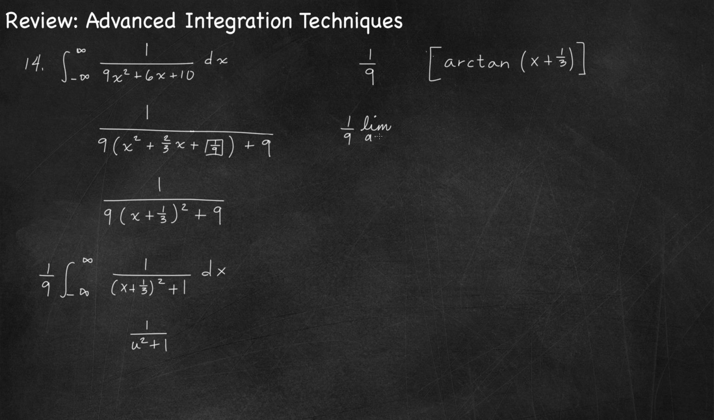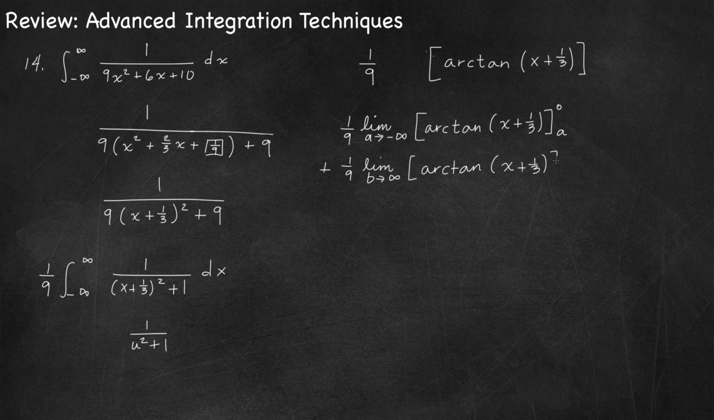So we'll let A approach negative infinity, and we're going to do arctan x plus 1/3 from A to 0, plus, and then we'll have the limit as B approaches infinity for arctan x plus 1/3 from 0 to B. Okay, so we need to evaluate both of those limits.